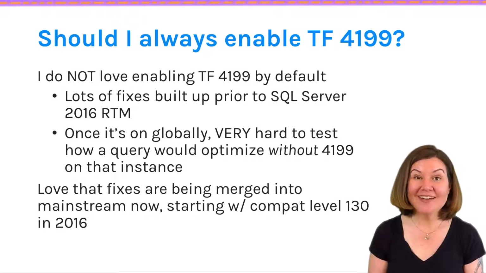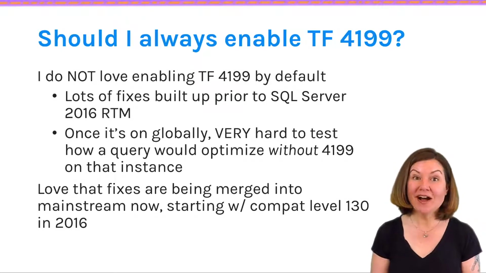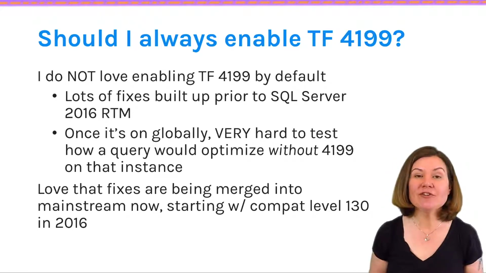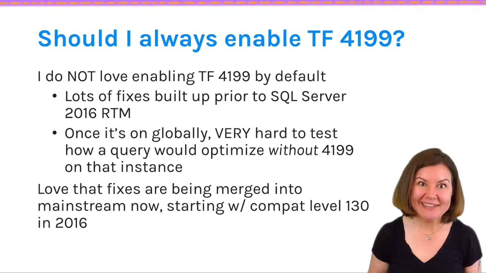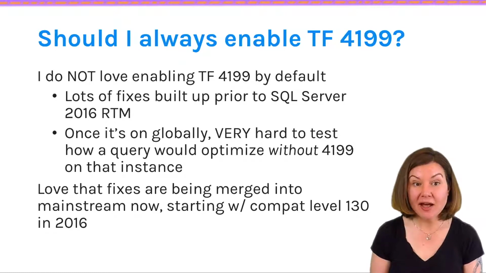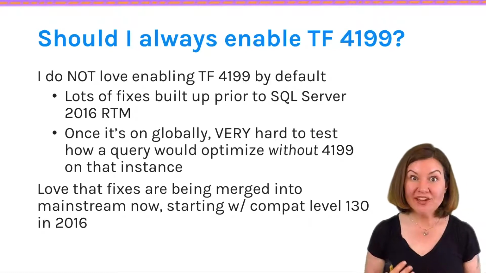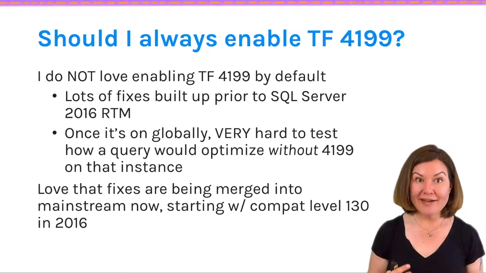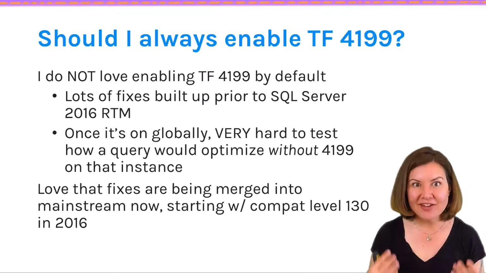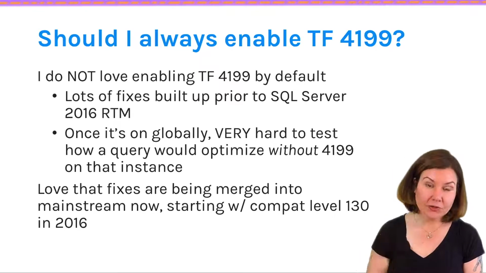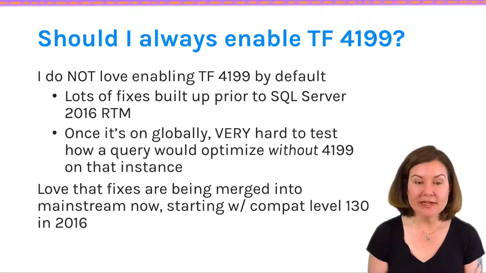A big question that I often get when talking about optimizer hotfixes is, should I turn this on by default? Traceflag 4199 does have some really serious fans out there because over the years, people hit some of these edge conditions fixed by TF 4199 and they got tired of hitting them. So some folks out there do like turning this on by default. I don't really love enabling it by default.